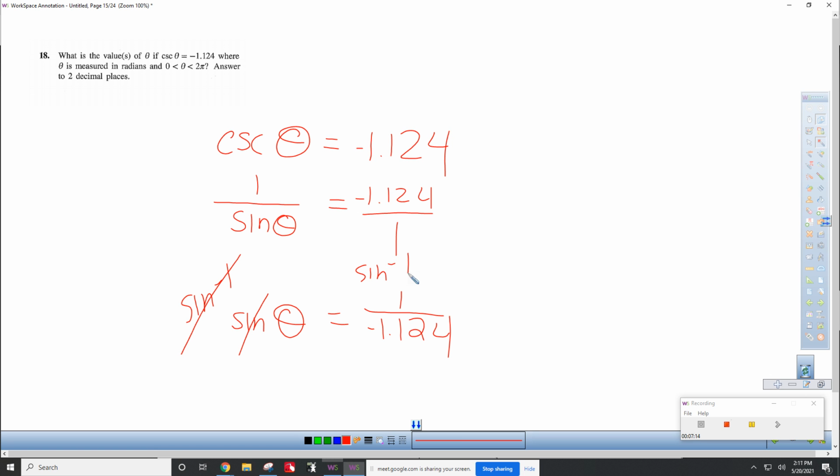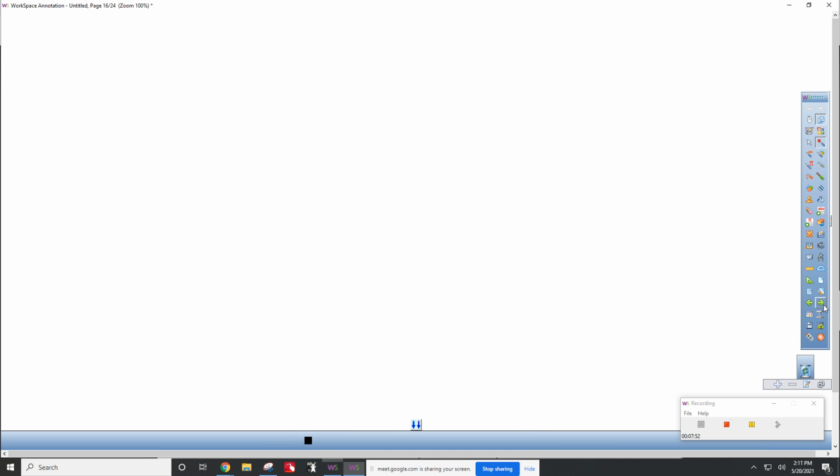So it's sine inverse of negative. First, let me change my calculator into radians, because that's what it wants. Okay? And now I just do second sine. It gives me the parentheses. 1 divided by negative 1.124. Close the parentheses. And you get theta. Theta is negative 1.096. Okay. Next, that's in radians.